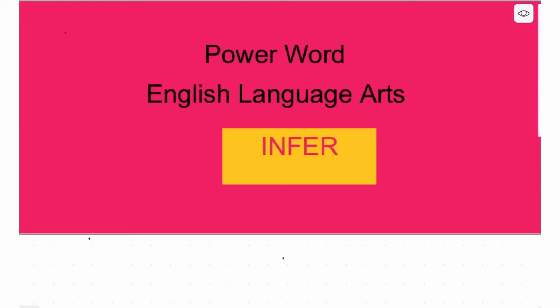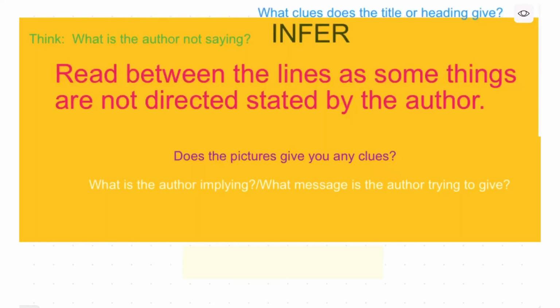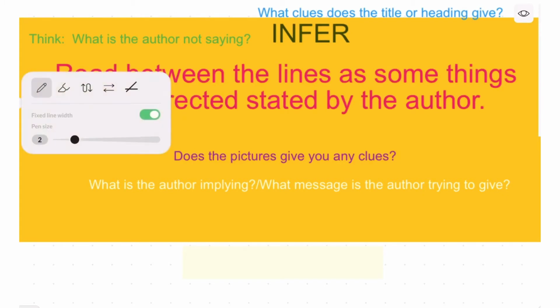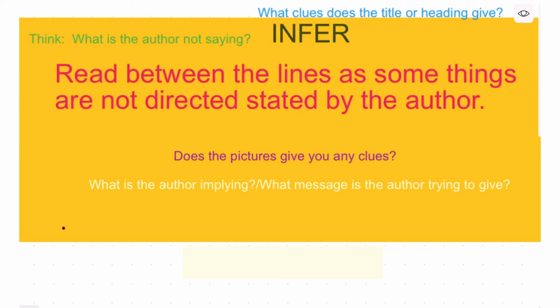Today we're going to look at what it means to infer. Infer. So that is our power word for today. When we infer, it is often referred to as making an inference. I'm going to put that in for you. So it's often referred to as making an inference.